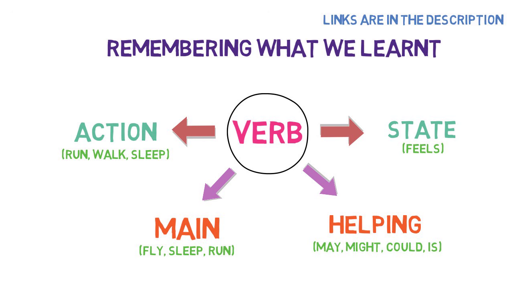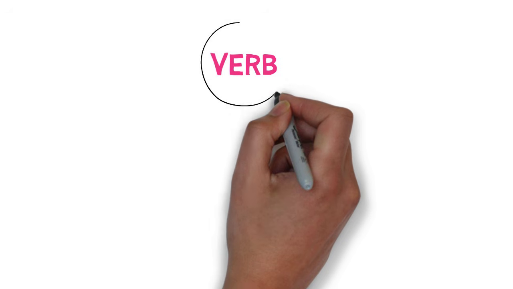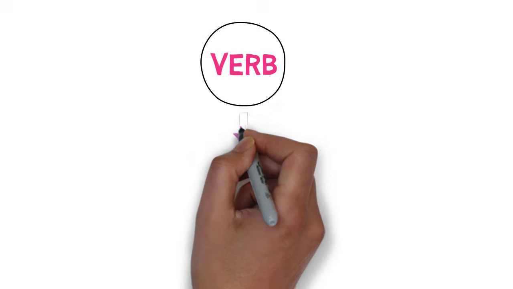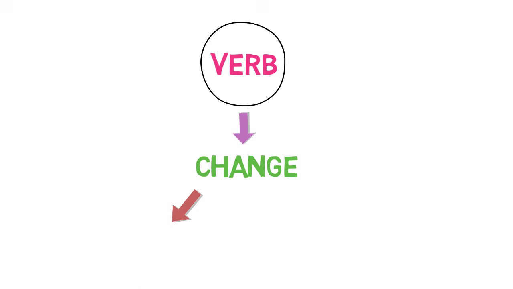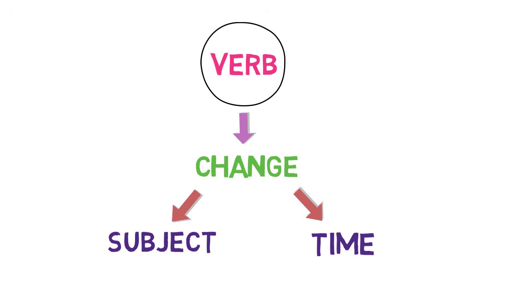Now let's look into the qualities that verbs have. Verbs have two unique qualities that no other parts of speech have. I repeat, verbs have two unique qualities that no other parts of speech have. The very first quality is that they change depending on the subject, and the second quality is that they change depending on the time of speech.